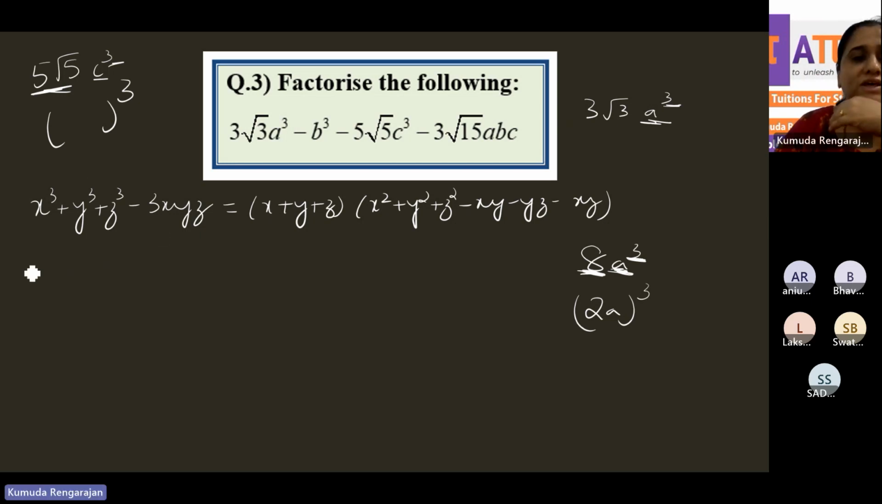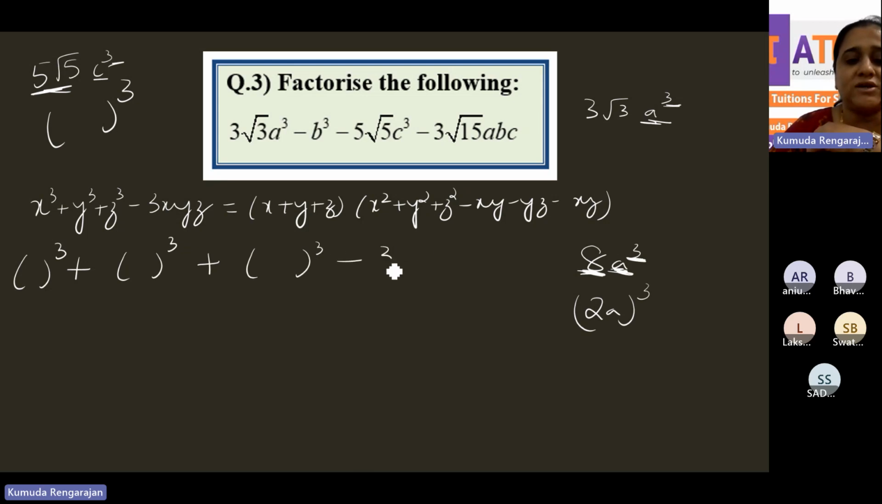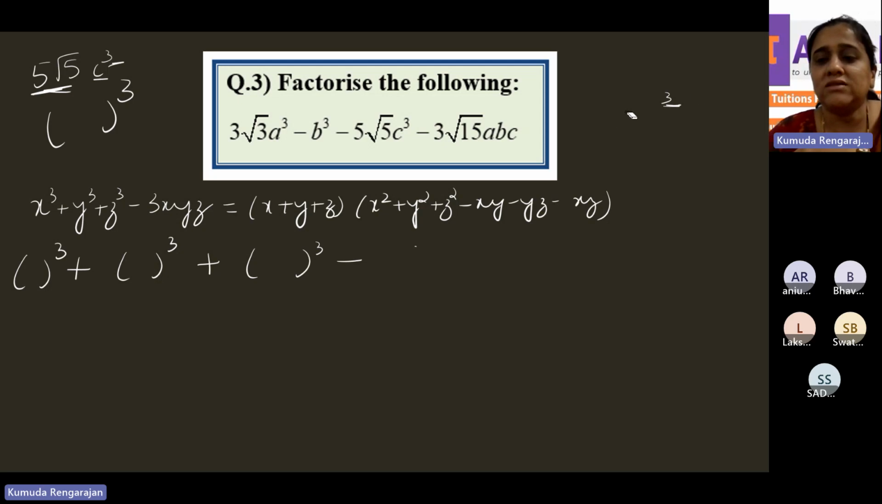So the given expression should be written as x the whole cubed plus y the whole cube plus z the whole cube minus 3 into x into y into z. So don't get confused. Don't think there's already a cube in the question, so why write it again? The cube should be whole cubed.